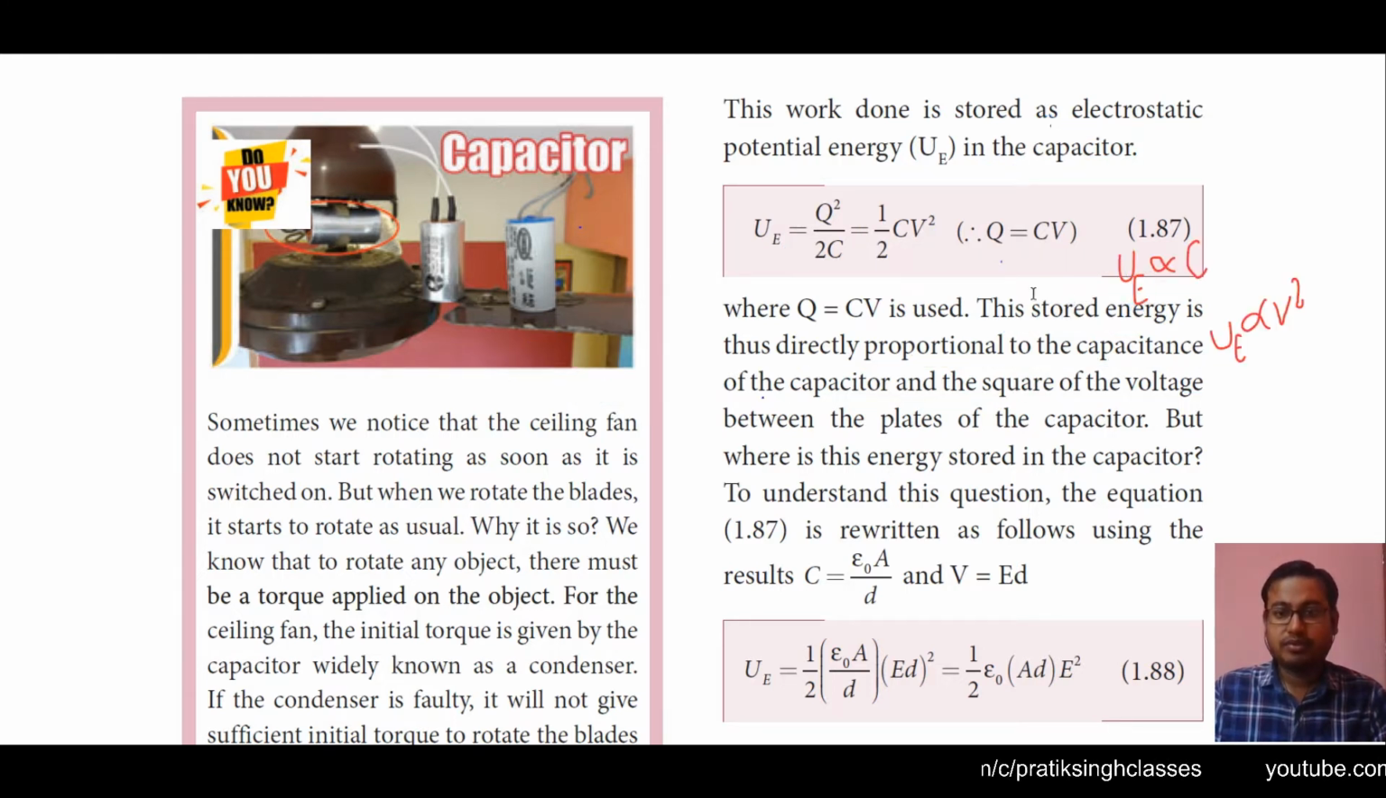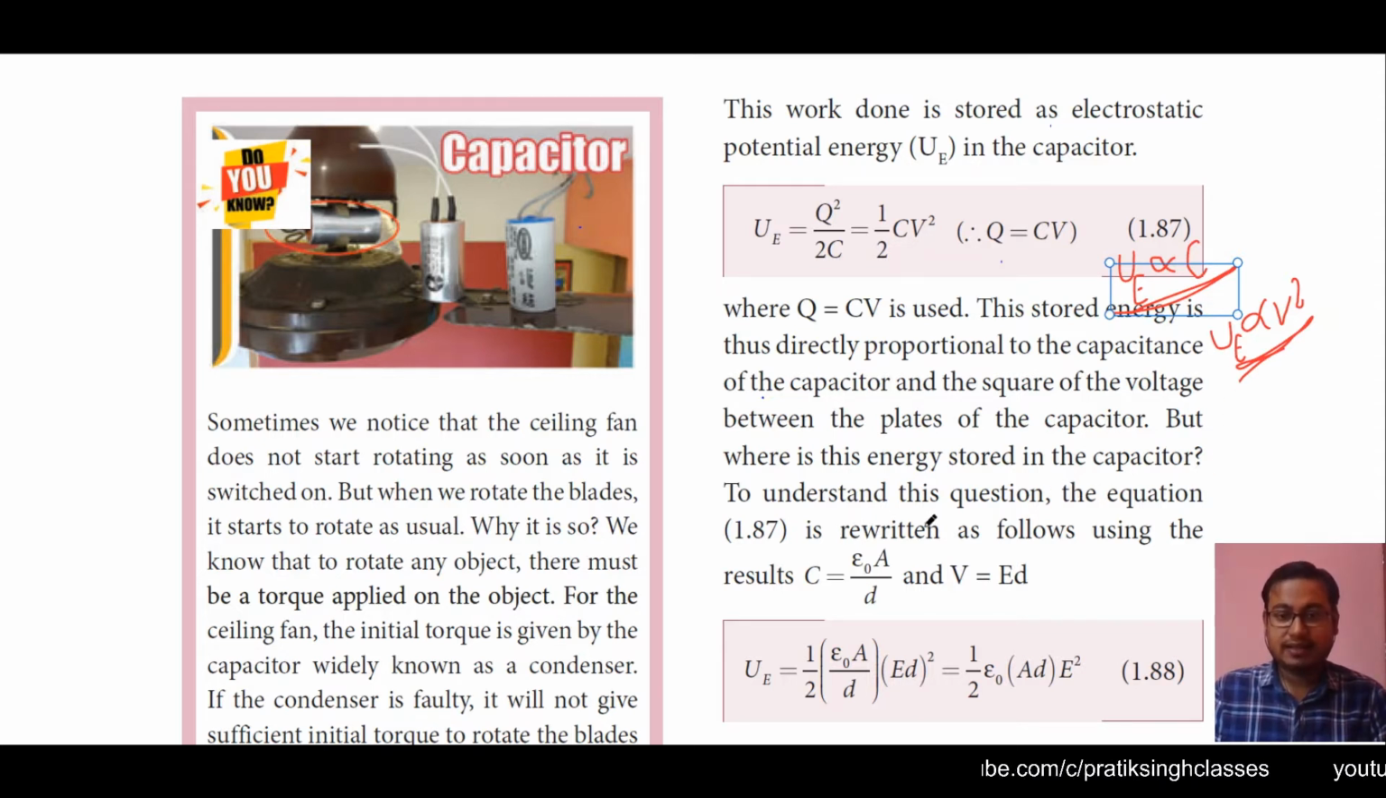From equation 1.87 you can see that UE, that is electrostatic potential energy, is directly proportional to C and directly proportional to the square of the voltage, that is the voltage difference between the plates, and C is the capacitance of the capacitor. But where is this energy stored in the capacitor? Now the question arises: inside the capacitor, what is the location of this stored energy?